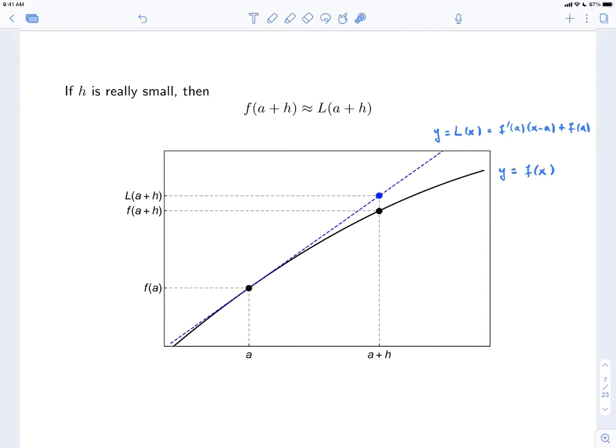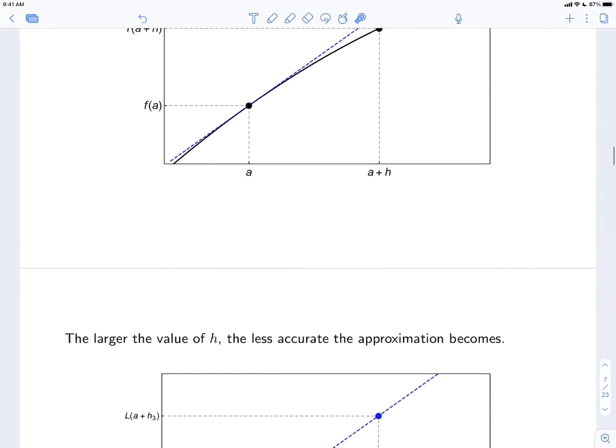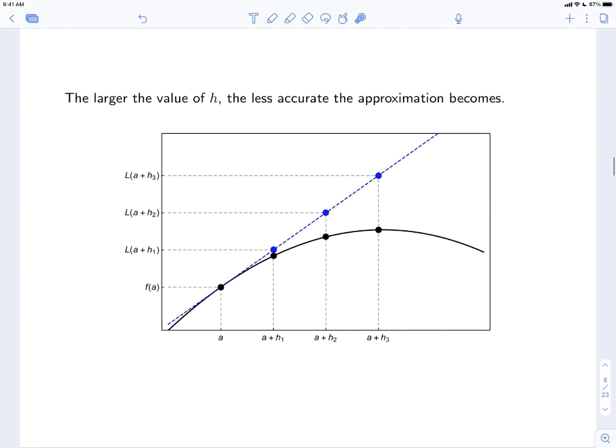The basic idea is that if h is really small, then this vertical distance will be very small as well. And so if we can't compute something using the curve, we might be able to approximate it using the equation of the tangent line, because it's very easy to work with tangent lines. It's very easy to do computations with linear functions. We need to be a little bit careful, though. The larger the value of h, the less accurate the approximation becomes.